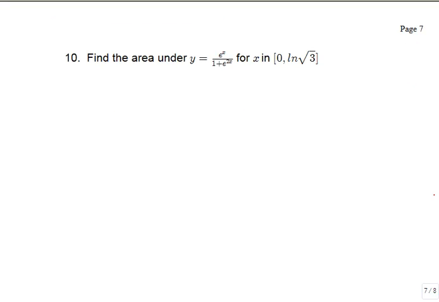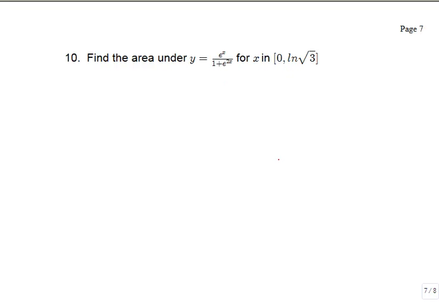Alright, next example. Find the area under the curve y equals e to the x over 1 plus e to the 2x for x in the interval 0 to ln of root 3. So these are the endpoints for the x values under this curve. So you can draw this on your calculator, type this into your y equals, look at your bounds by setting your window to be from 0 to ln of root 3 for your x min and your x max. And you're basically just finding the area under that curve.